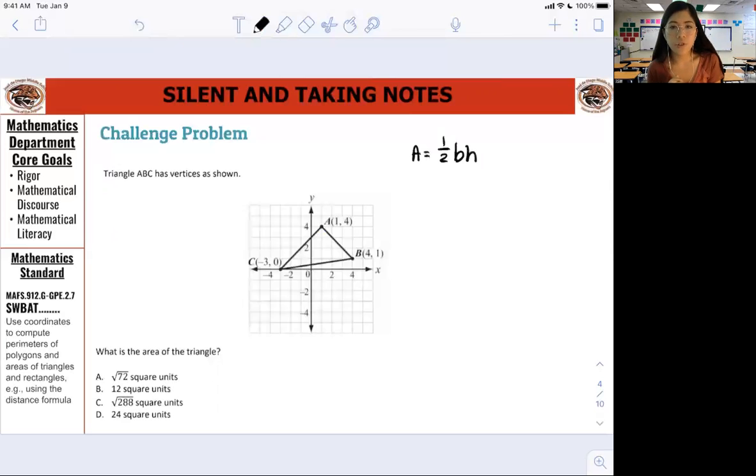Well, when you have a triangle, the first thing that you always want to do is identify which one you want to call the base. And it doesn't really matter. So for our purposes, what do you guys think? Which one should we call base?